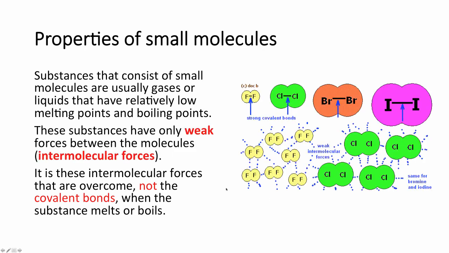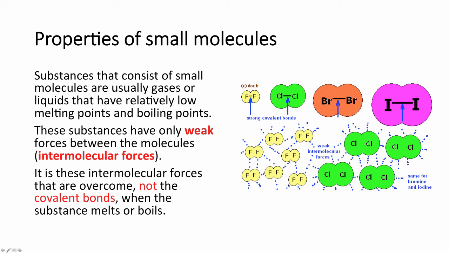Properties of small molecules. Substances that consist of small molecules are usually gases or have a very low melting point. For example, in group 7, at room temperature fluorine and chlorine are gases, bromine is a liquid, and iodine is a solid. These substances have very weak forces between molecules. Remember, inside the molecules we've got very strong covalent bonds, but between the molecules, intermolecular forces are weak, and therefore if we only require a small amount of energy to break the bonds between the molecules, then they are easily turned into a gas.